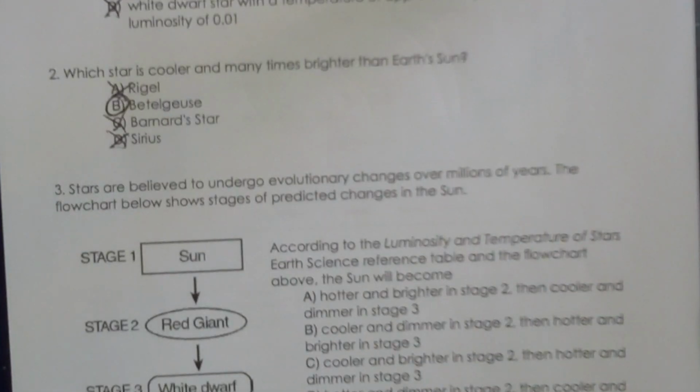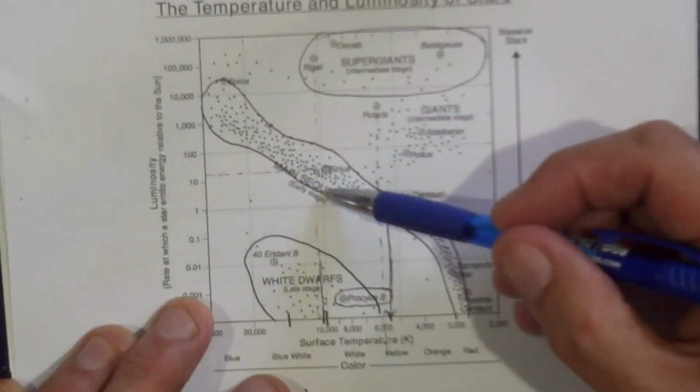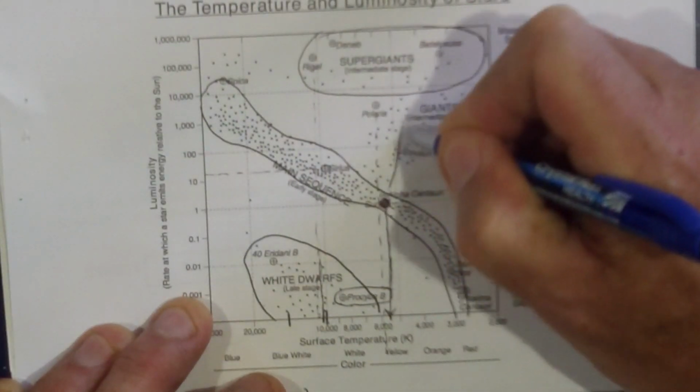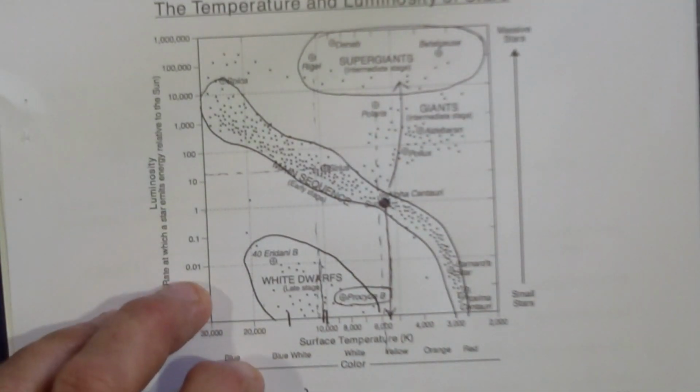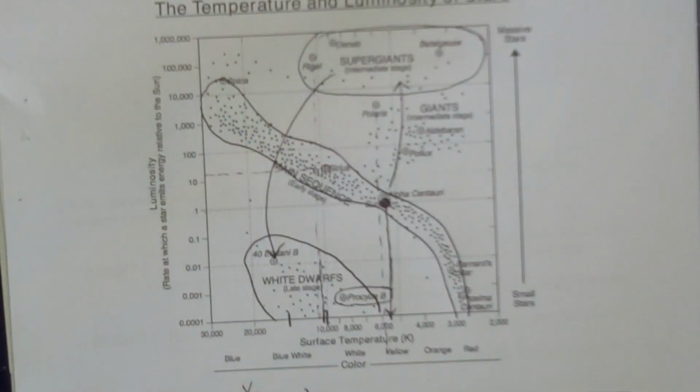Number 3, stars are believed to undergo evolutionary changes over millions of years. The flowchart below shows stages of the predicted changes in the Sun. According to the luminosity and temperature of stars Earth science reference table, in the flowchart below, the Sun will become. The Sun is in its early stage. As it gets older, it will evolve into a supergiant, which is in the intermediate stage, and then into a white dwarf, which is in its late stage.